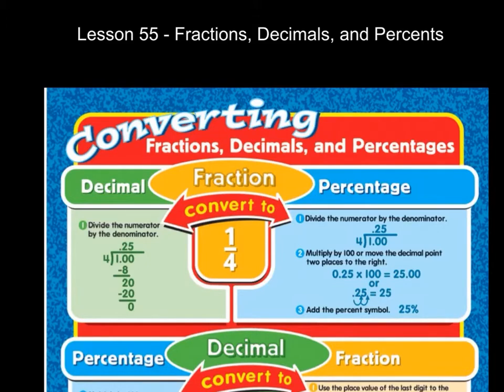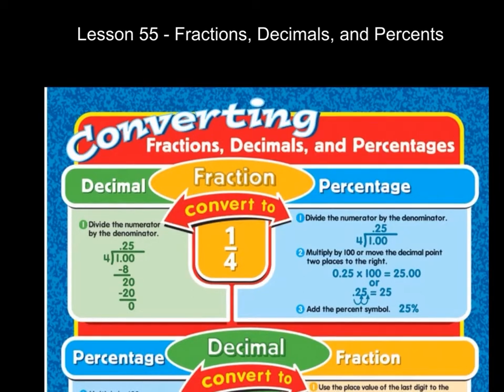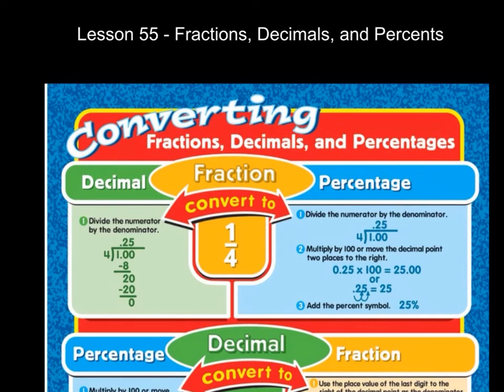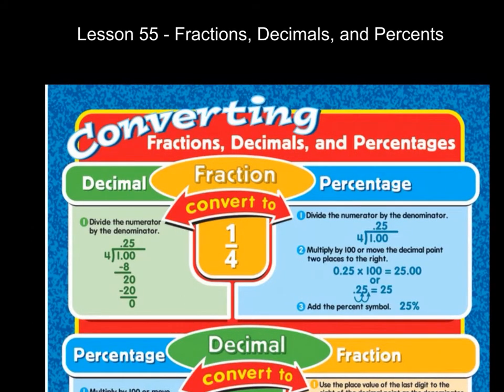I'm going to recommend that you convert it to a decimal first. The easiest way to do this is to divide the 4 into the 1. You can see that over here. We get 0.25. Once you've converted it into a decimal, then you can very easily convert it to a percentage by moving the decimal place 2 places to the right.